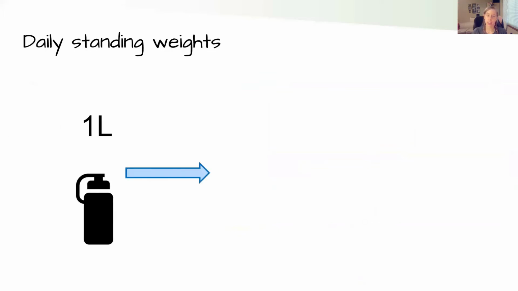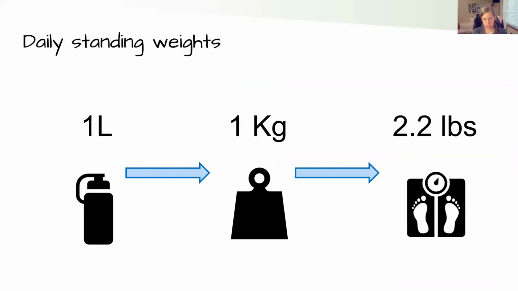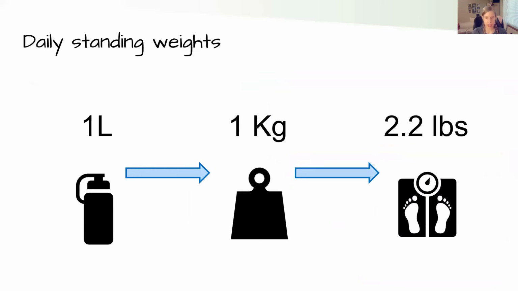Another strategy is to look at their daily standing weights. This strategy works great because the metric system is wonderful, and 1 liter of water is the equivalent of 1 kilogram of body mass, which is equivalent to about 2.2 pounds. So if you use this strategy, it's important to get a standing weight in the morning on the same scale before they eat or drink for the day. All of those factors are really important to make sure that we have consistent, reliable values day to day. This is also a pretty useful metric to give patients to help monitor their own heart failure status at home after discharge.